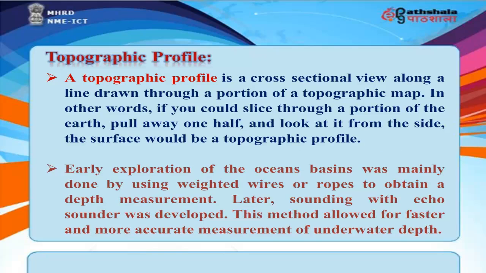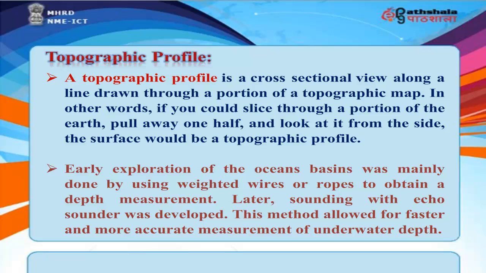Topographic profile. A topographic profile is a cross-sectional view along a line drawn through a portion of a topographic map. In other words, if you could slice through a portion of the earth, pull away one half, and look at it from the side, the surface would be a topographic profile.